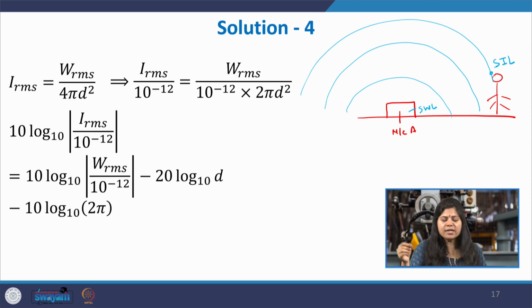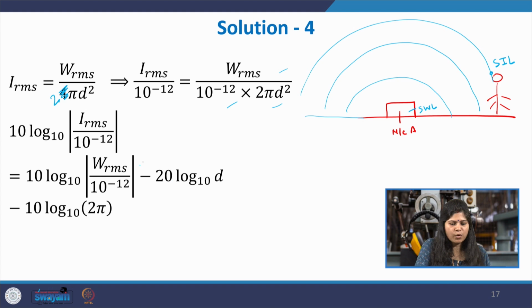So, the RMS intensity should be the power divided by the area of the wavefront, because it is kept on the ground. Here we have a hemispherical area. So, we take the area of the hemisphere. So, this should be actually 2 pi d square. If suppose it was suspended somewhere in the air and acted as a point source, it would complete a full sphere and it would be 4 pi d square. So, over here we take 2 pi d square, okay, the power divided by the area, and then you do the 10 log 10 of both the sides.